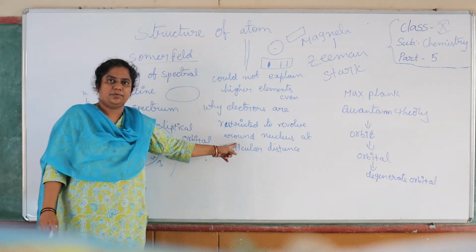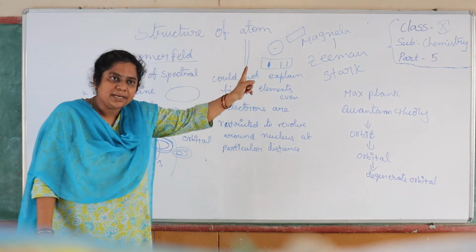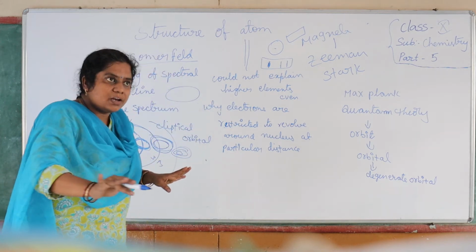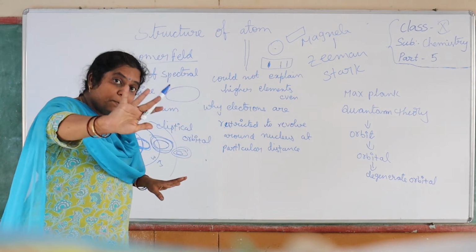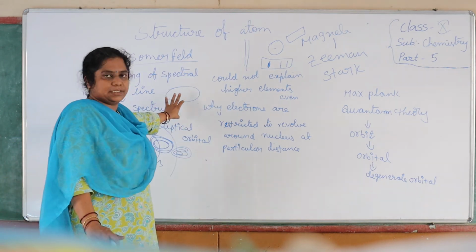These are the two defects. What are the two defects? He could not explain higher elements, and the second defect is he could not explain why electrons are revolving around the nucleus at a particular distance. Why not elsewhere? That could also not be explained.